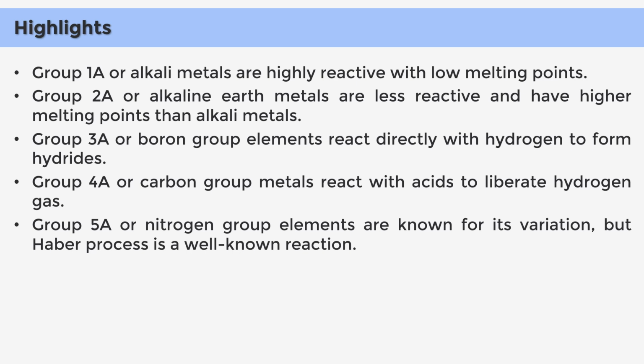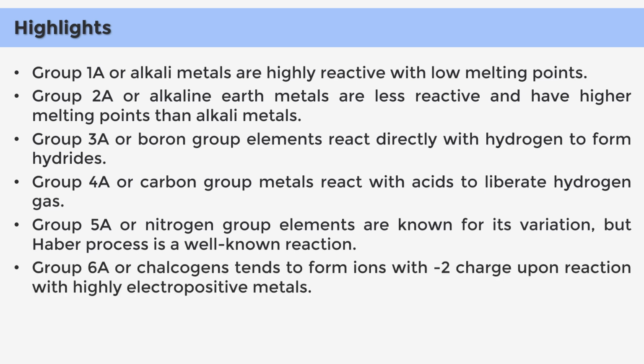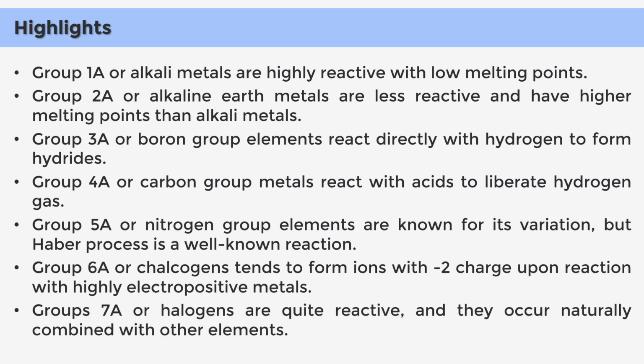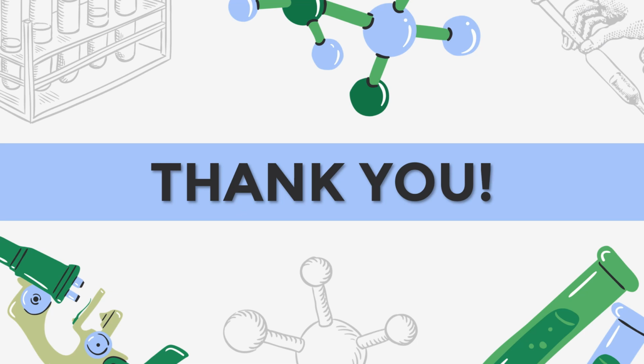Nitrogen group elements are known for their variation, but the Haber process is a well-known reaction. Chalcogens tend to form ions with a negative 2 charge upon reaction with highly electropositive metals. Halogens are quite reactive and they naturally occur combined with other elements. That's all for today, and I hope you learned a lot about the basic inorganic chemical reactions of the representative elements.